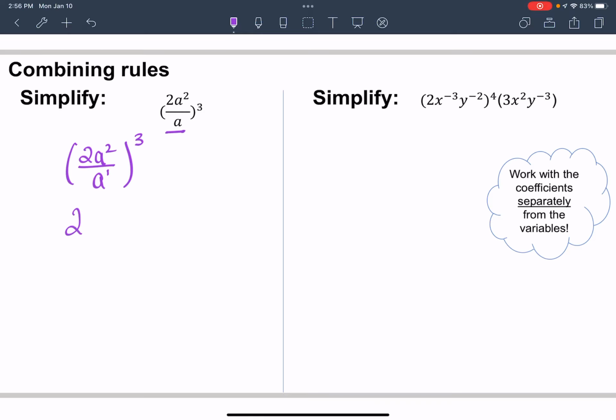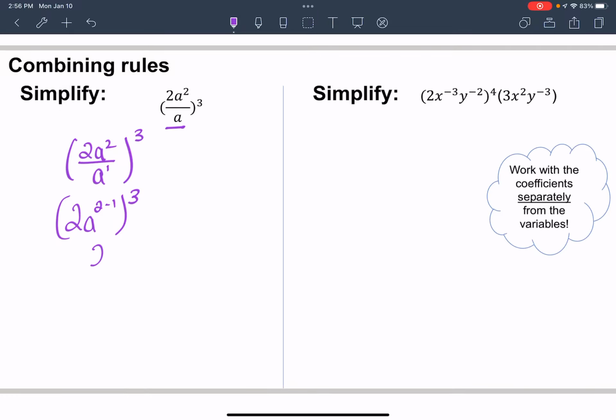So this will become 2a to the 2 minus 1, and that's all being raised to the third. So a to the 2 minus 1, that becomes 2a to the 1, and then we have the 3 on the outside. So remember, like we've been doing with those power rule problems, the 3 distributes to everything on the inside. So we have 2 to the third times a to the 1 to the third.